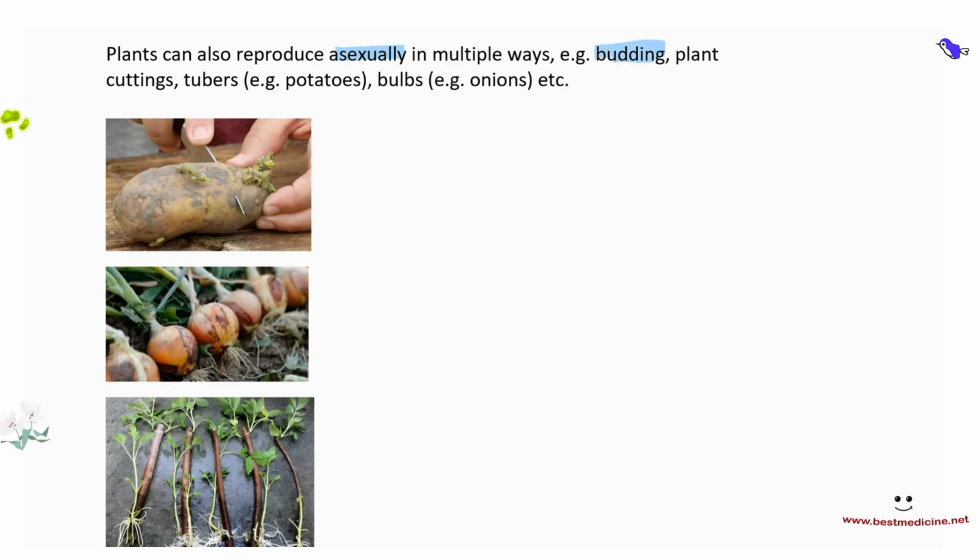include budding, plant cuttings, tubers, like potato tubers over here, right? And bulbs, if you've ever seen an onion bulb. A bulb, here's an onion bulb, can give rise to each individual plant.